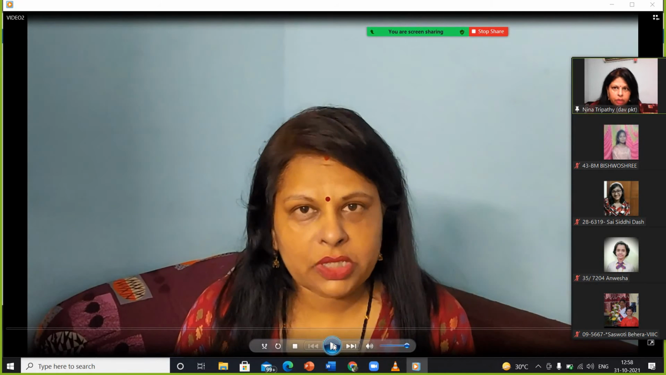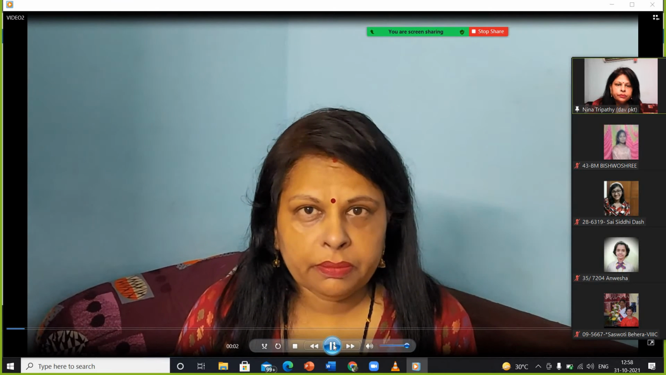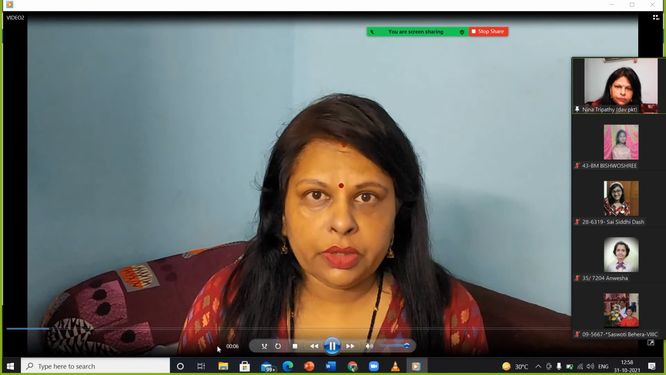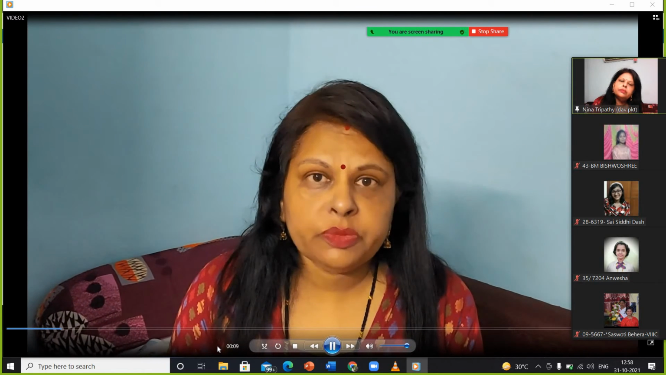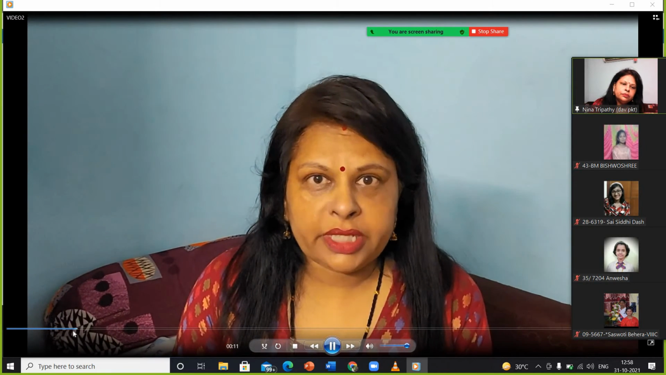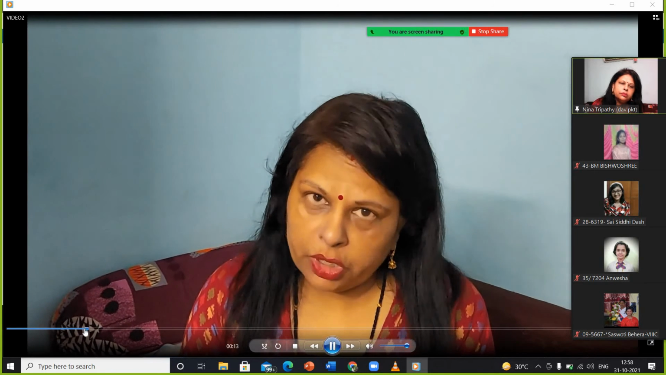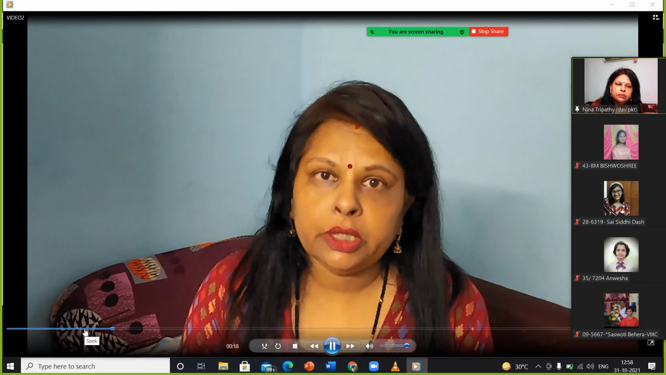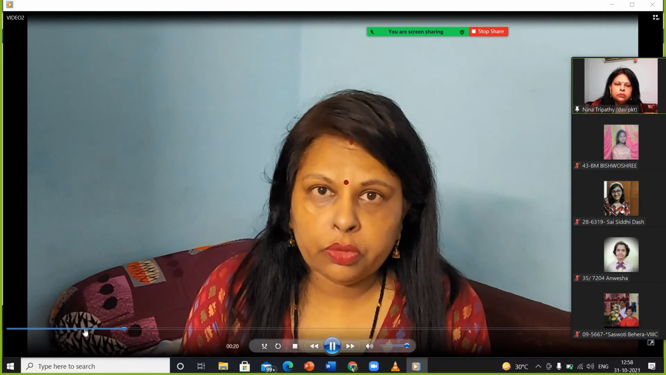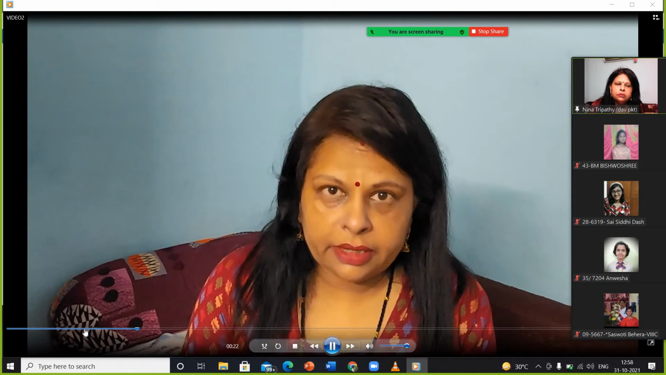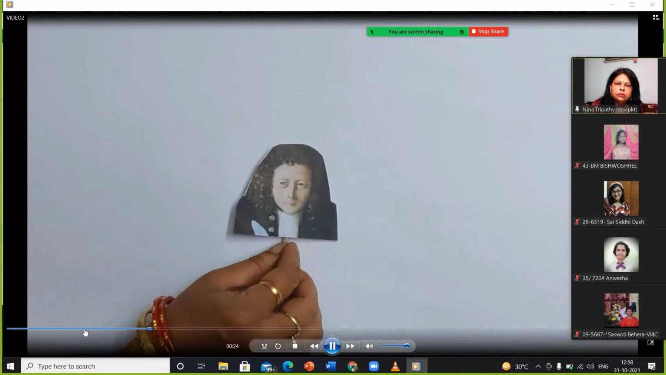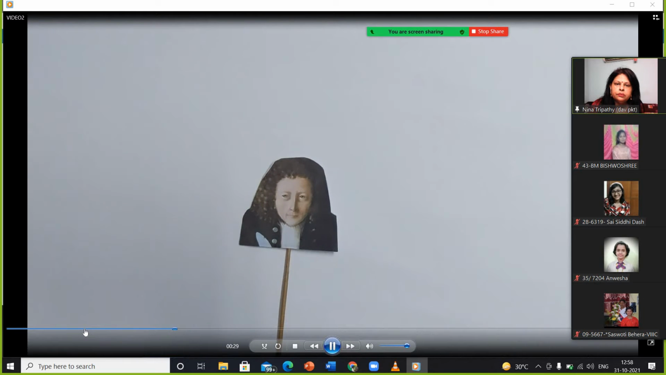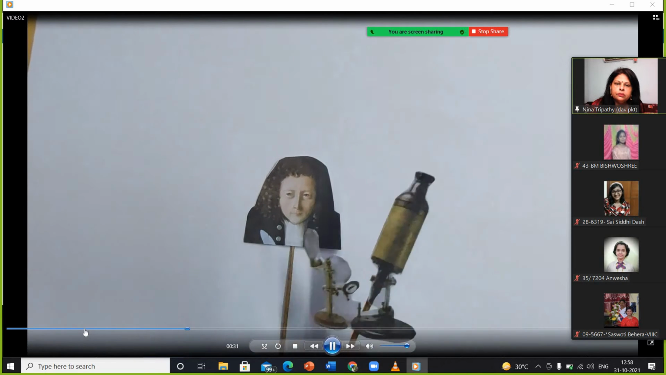Now you see about the discovery of the cell. For the discovery of the cell, the microscope is required. The first microscope was built by Zacharias Janssen. Then it was modified by Galileo. Then afterwards it was further modified by Robert Hooke. Robert Hooke, the scientist, first discovered the cell with this modified microscope.